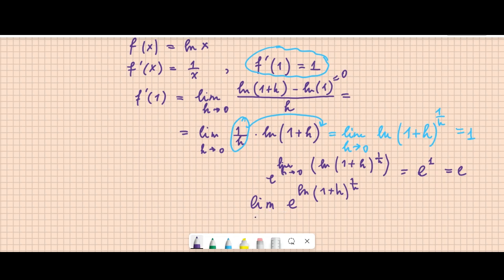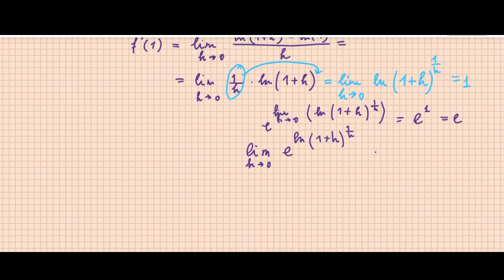Well, considering the condition that both functions do have a limit and they are continuous functions, we can use the cancellation rule. I'm going to cancel e and ln. And I'm going to get a very interesting limit: the limit as h approaches 0 of 1 plus h to the power of 1 over h equals e.